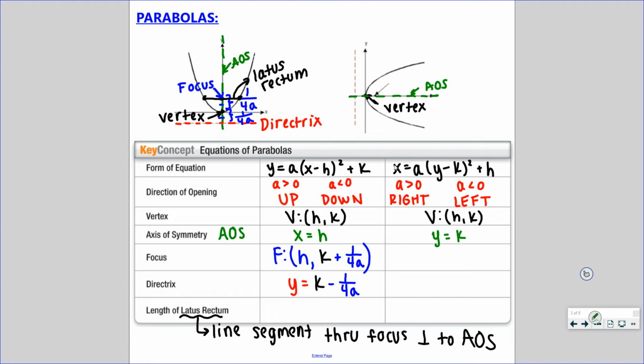Once we do a couple, like I said, you don't really have to memorize this stuff. Oh, I forgot to fill in this. The length of the latus rectum is always 1 over a, in absolute value because we're talking about length. Units.